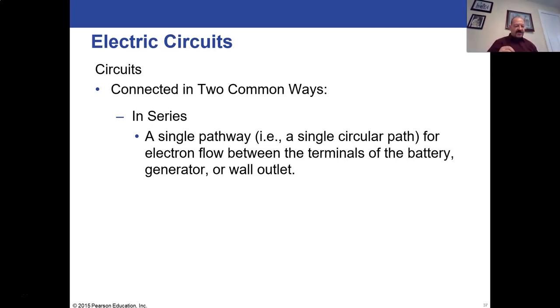And the reason it's in series is that if this loop has resistors or lamps or appliances on it, they're all lined up somewhere along the length of this single loop. So they're all in series. They're one after the other in the loop.